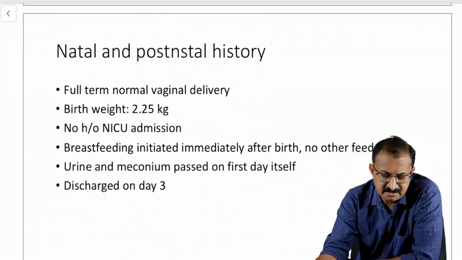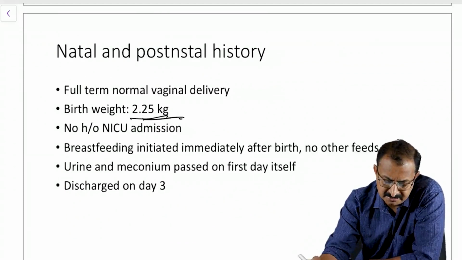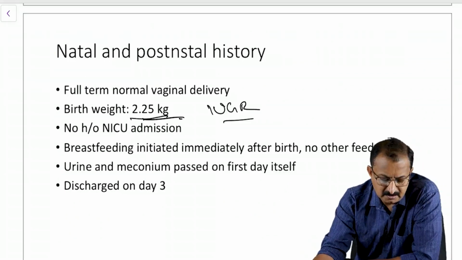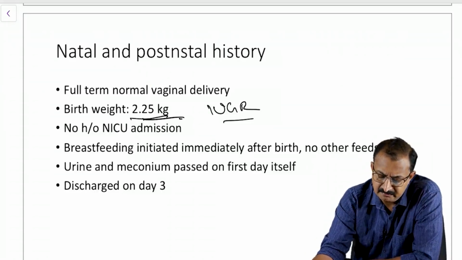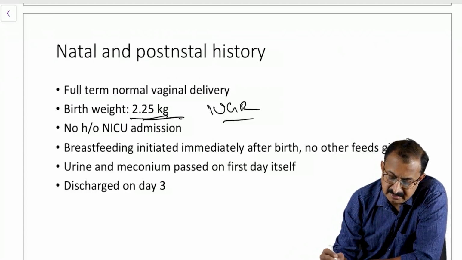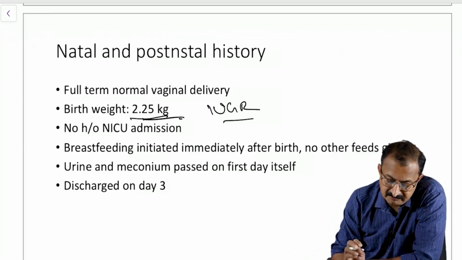In the natal and postnatal history, full-term normal vaginal delivery, birth weight was 2.25 kg. So it is an IUGR baby. No history of NICU admission. Breastfeeding initiated immediately after birth. No other feeds given. Urine and meconium passed on the first day itself, and the baby was discharged on the third day. So the antenatal and postnatal period was uneventful.